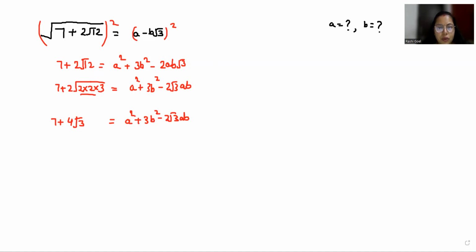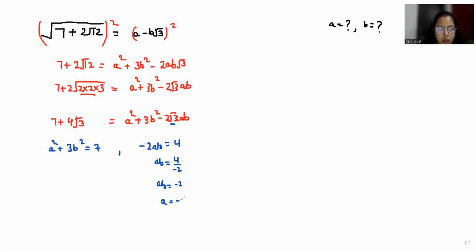Now if we compare both sides, root 3 is with negative 2 and ab. So the value of a square plus 3b square is 7, while the value of negative 2ab is equal to 4. So from here, ab is equal to 4 by negative 2, so ab is equal to negative 2.